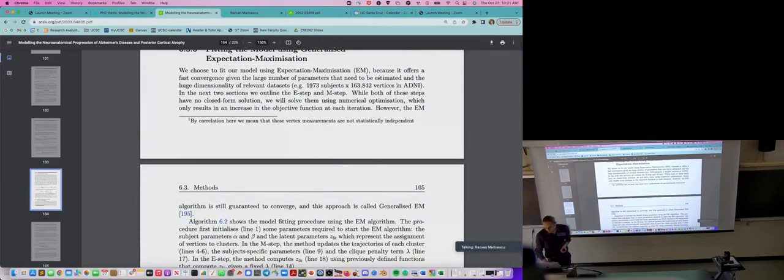And so how do we use expectation maximization here? First of all, let me show you a bit of the data set. Look, 1,973 subjects times 160,000 vertices. So this is the size of the data set. We're looking at the table.